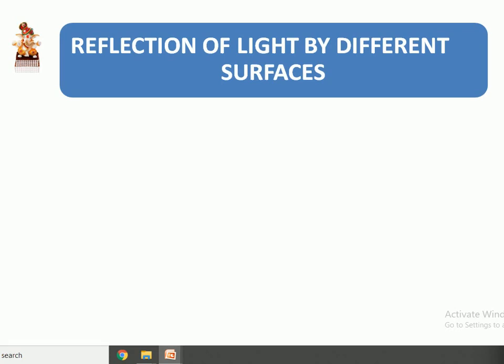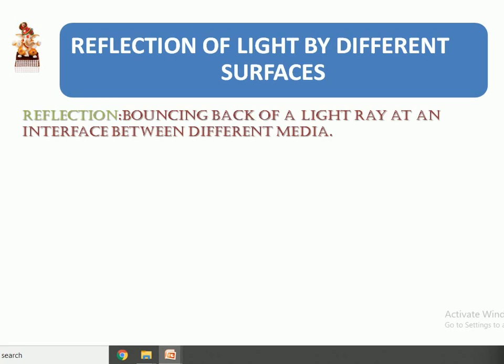Let us recall the definition of reflection once again. The definition says: the bouncing back of a light ray at an interface between different media. Why does the light ray bounce back, when does it bounce back, what are the favorable conditions for a light ray to bounce back?